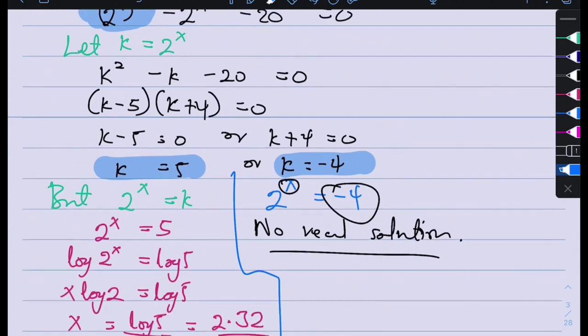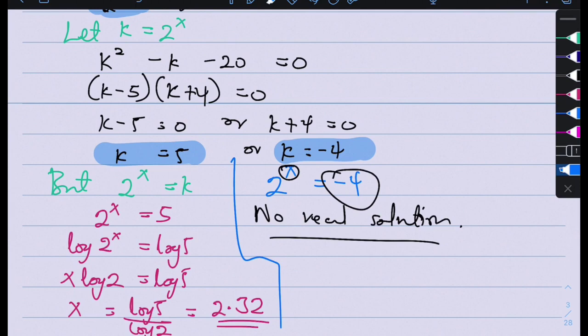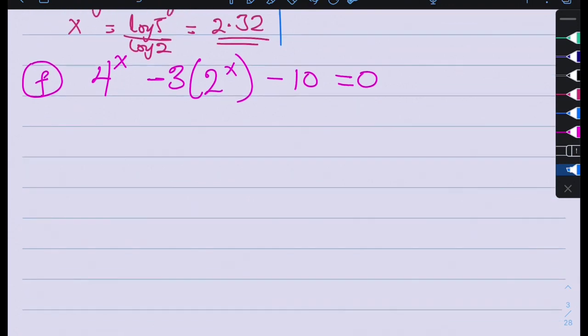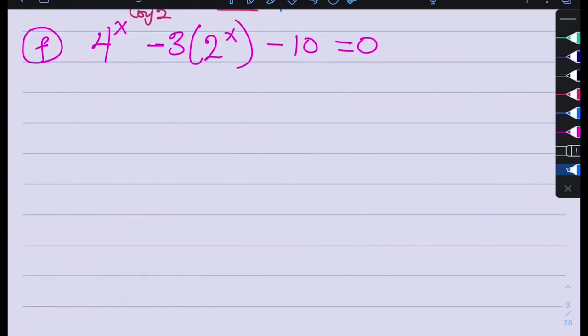Once you find it, don't be quick to say, well, I'm done with the solution. You are not done because you brought in this particular value. So you must now bring the assertion that you made earlier, okay, and then you find the value of x. All right, now we are going to apply the same thinking to question number F.